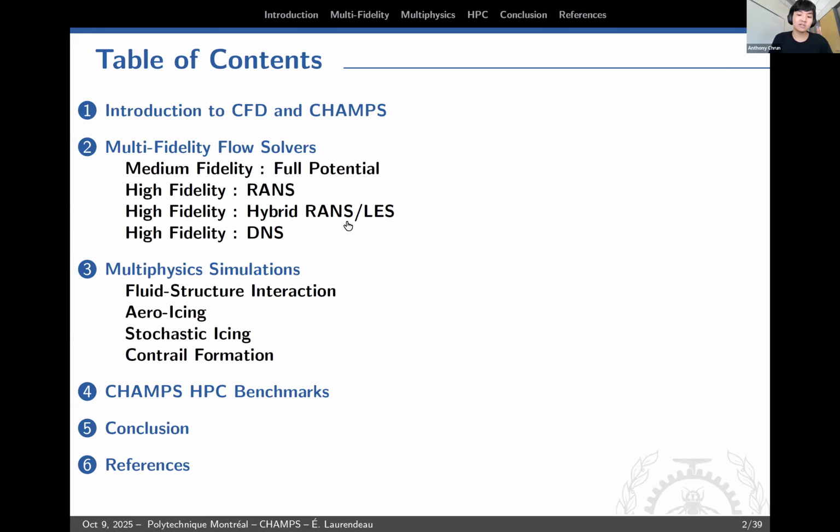So let's dive into it. For today's presentation, I'm going to focus more on all the physics that we can capture with our software. I'll give a quick context about the role of CFD and the integration of CHAMPS as a CFD software. Then I'll dive into the advancements, first starting with the multi-fidelity flow solvers, and then the multiphysics solvers. Then I'll give a quick word on the CHAMPS high-performance computing benchmarks.